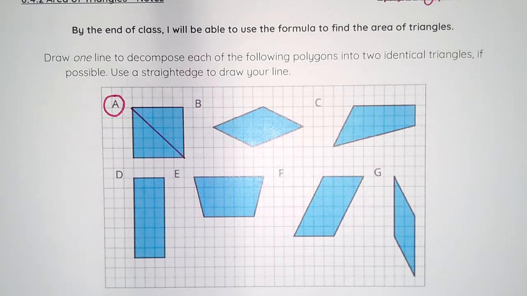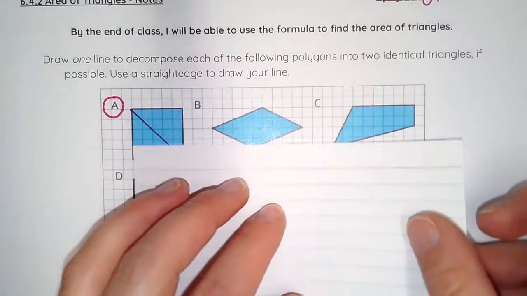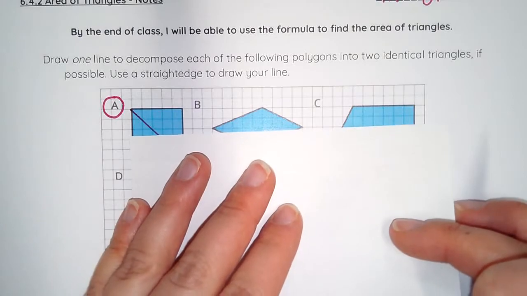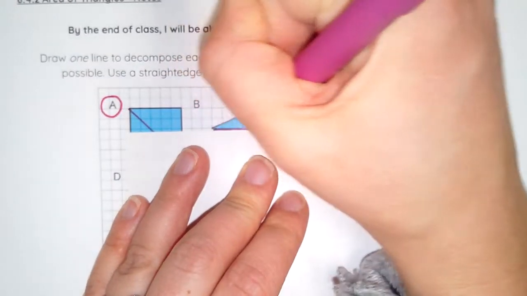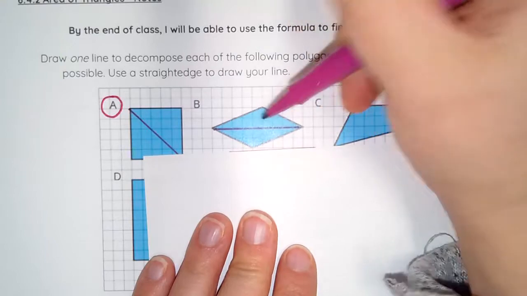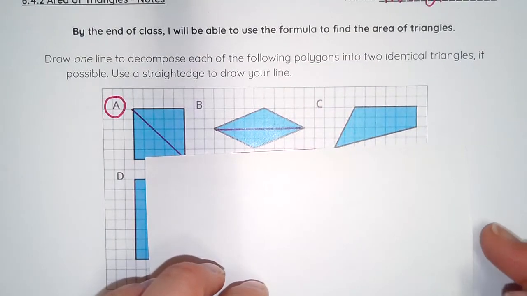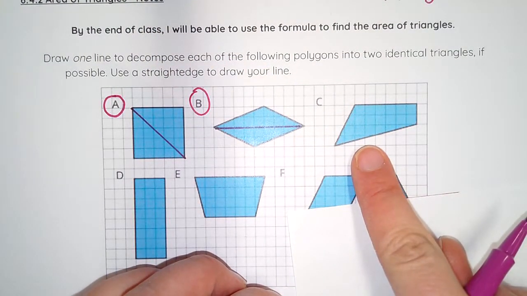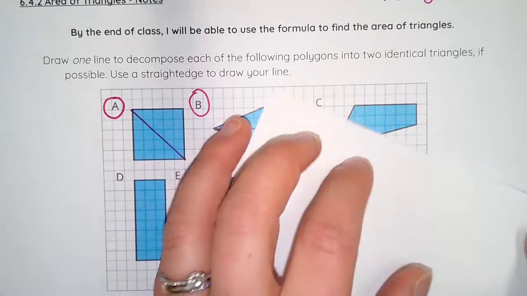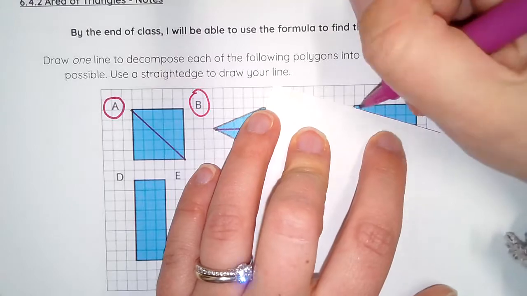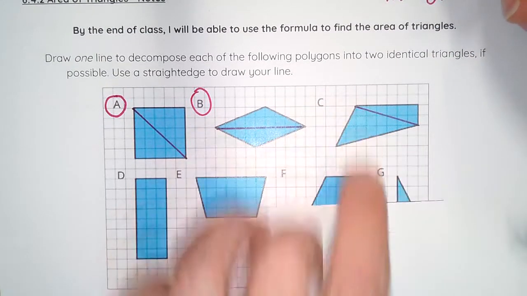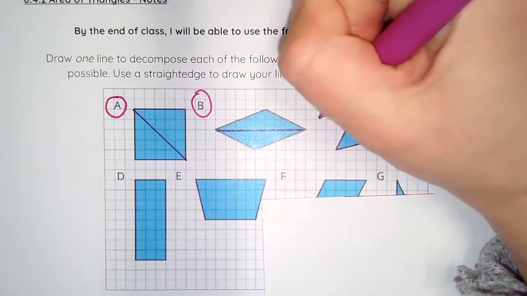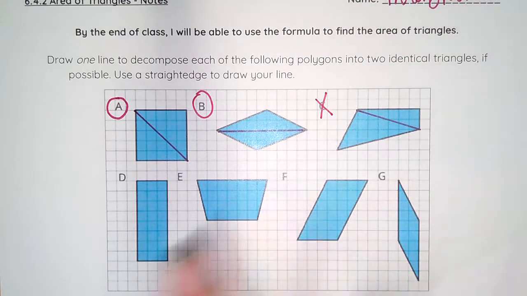All right, so let's see which ones did not work. Well, right here, I can do my line across this parallelogram, getting me 2 identical triangles. That one works. This parallelogram works. This one here is a quadrilateral, so I can make 2 triangles, but they are not identical, so that one doesn't work.